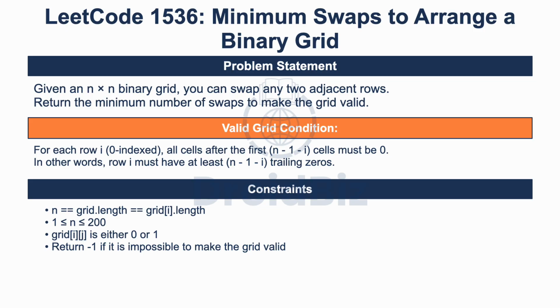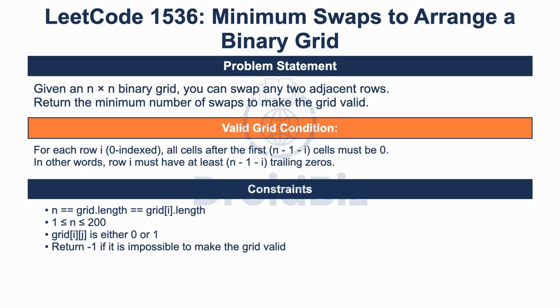Welcome! In this video, we're going to solve LeetCode problem 1536, minimum swaps to arrange a binary grid. Let's start by understanding what the problem is asking. You are given an n by n binary grid. Each cell contains either a 0 or a 1. You are allowed to swap any two adjacent rows. Your goal is to find the minimum number of swaps needed to make the grid valid.